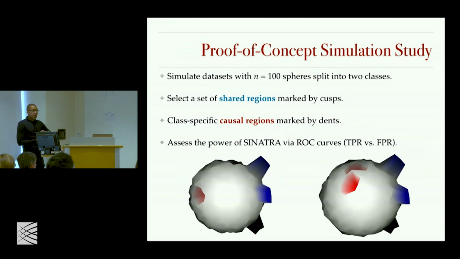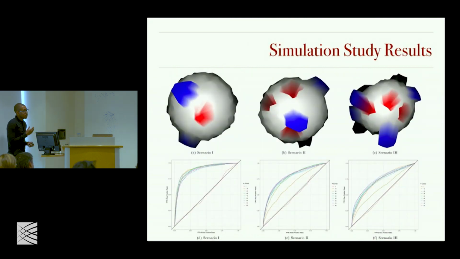What I'm going to do to make this analogous to what we do in statistics is change the number of shared and causal regions between the shapes. So the more I make these shapes look different, the more causal regions I add and the more shared regions I add, it should get harder for Sinatra to discern between the two groups. Does that make sense? And actually, the intuition is what you see.